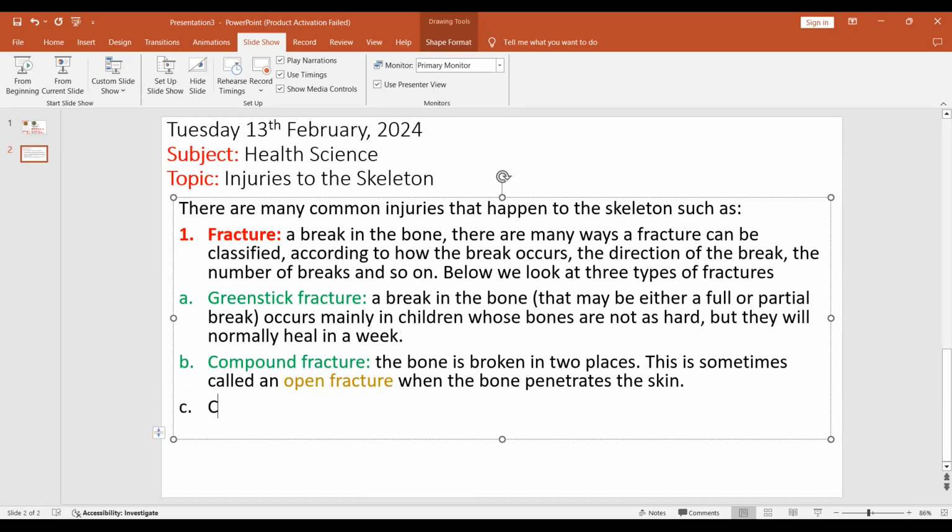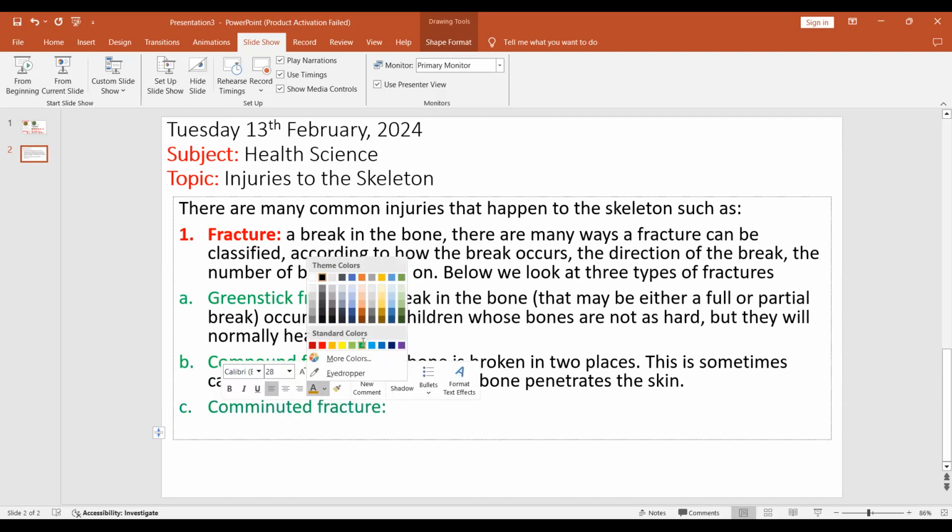Now we have comminuted. Comminuted fracture. Now, remember we talked about this one, or we saw the picture earlier? That's when it's actually shattered, right? So when the bone itself is shattered.